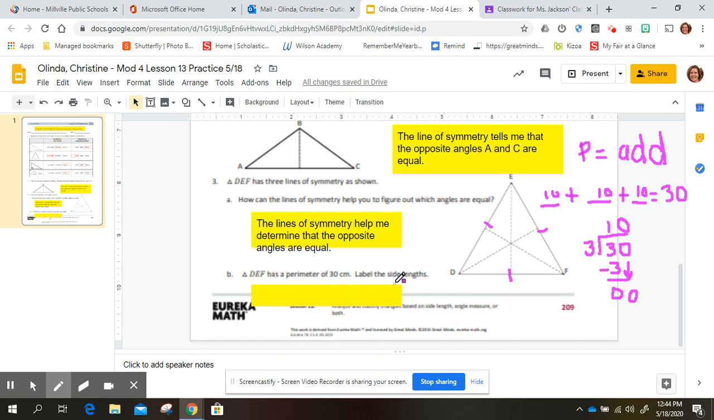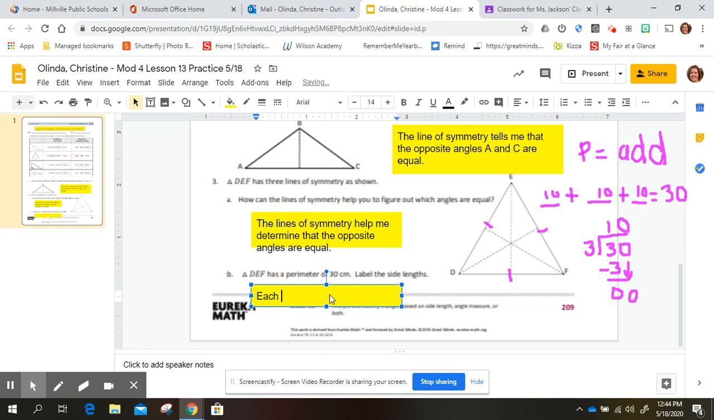So to label the side lengths, we have to say each side is 10 centimeters because it is an equilateral triangle. And we know that all the sides are the same length.